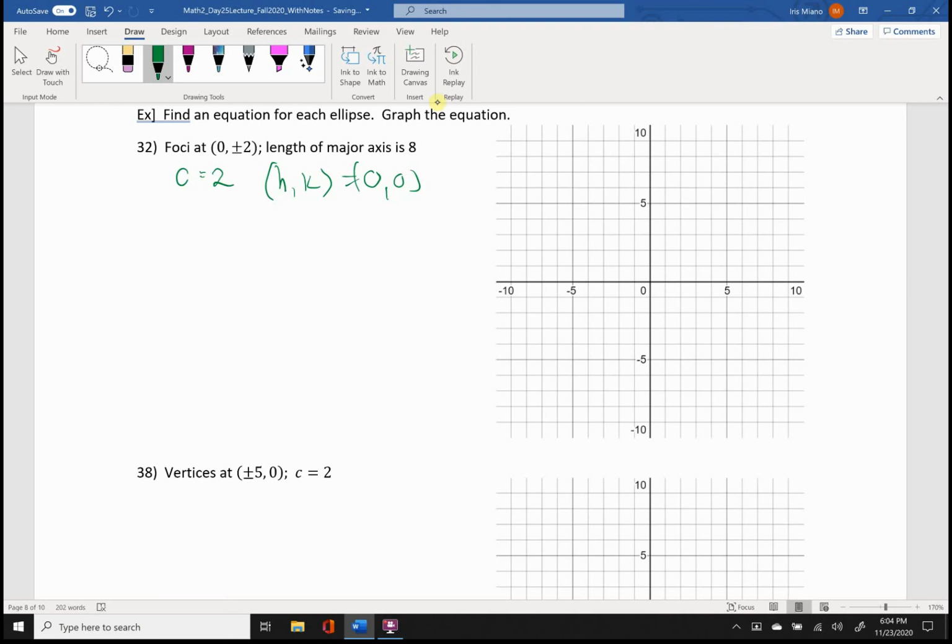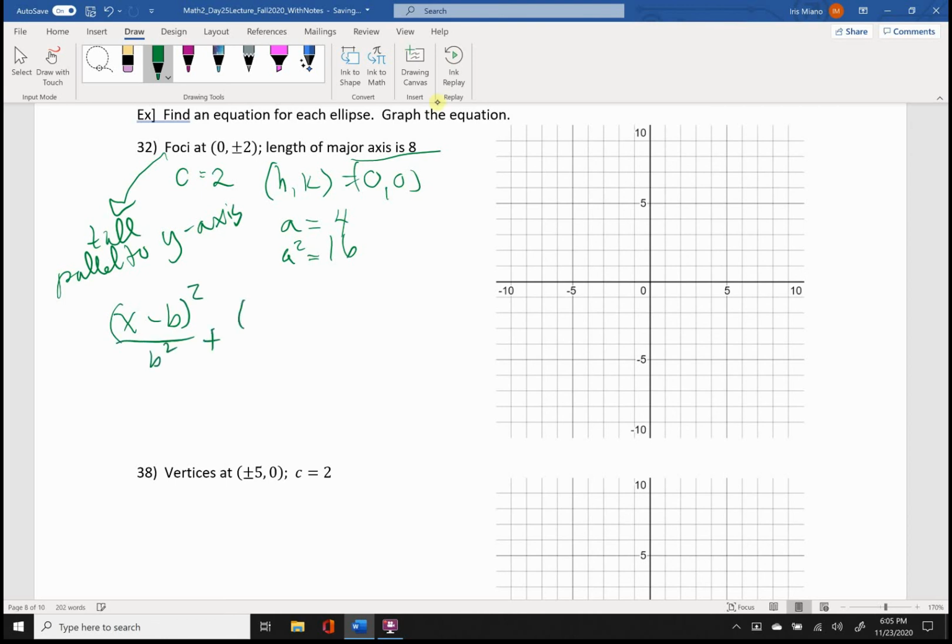And the length of the major axis is 8. So that means that a has to equal 4, and so a squared equals 16. And also, since the foci are 0 plus or minus 2, that tells us that we are parallel to the y-axis. This one tells us that we're tall. And the fact that the major axis is 8 tells us that we're going to be having the larger squared value under the y this time. So our structure is going to look like this.